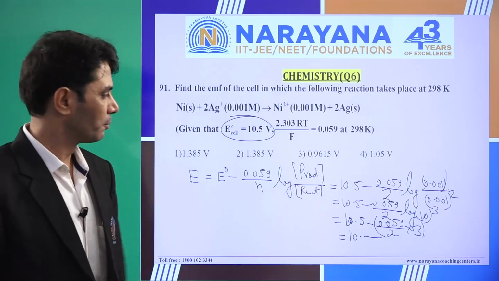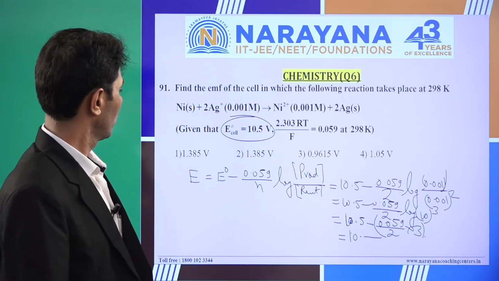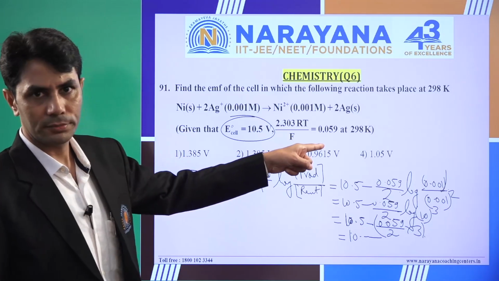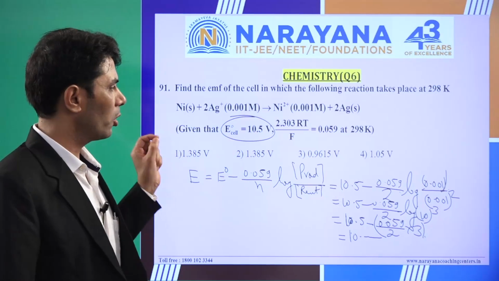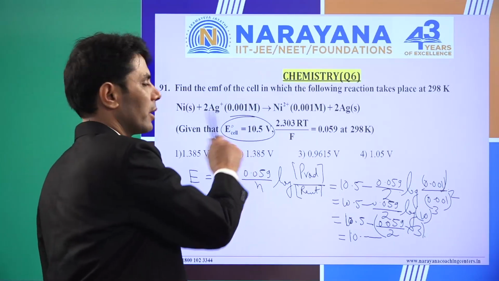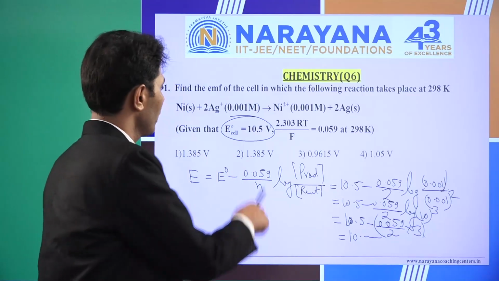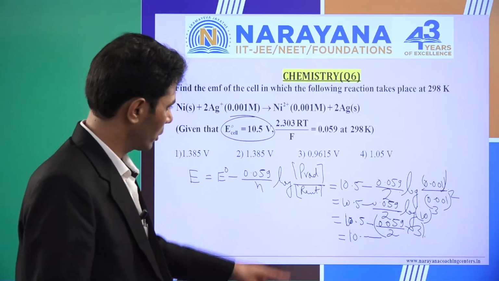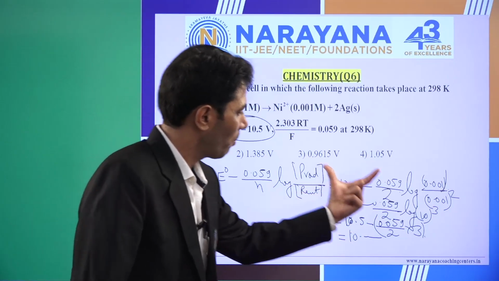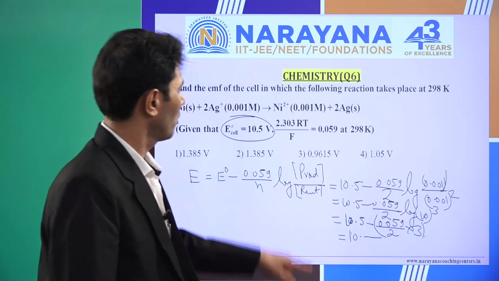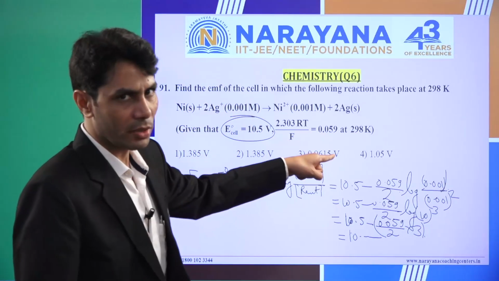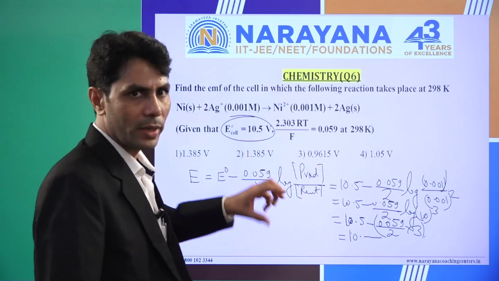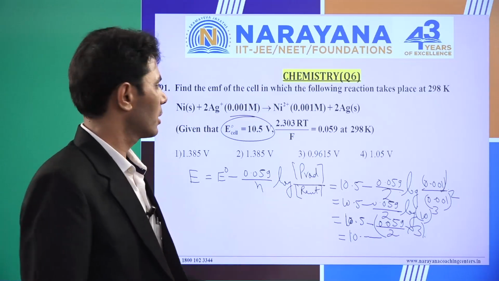10.115 around. So 10 point something, but there is no option given in 10 point something. Actually, no option is matching according to this given data. If we assume it is 1.05, in that situation 1.05 minus this term, it will come 0.9615. But 1.05 is not given. Means most probably it is misprinting.